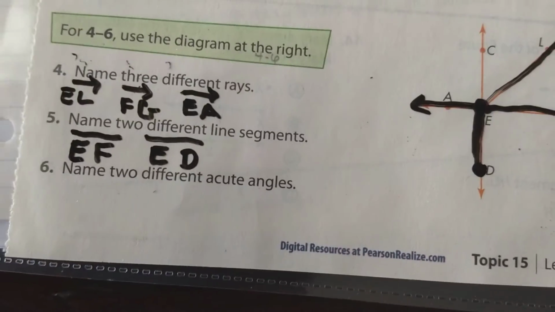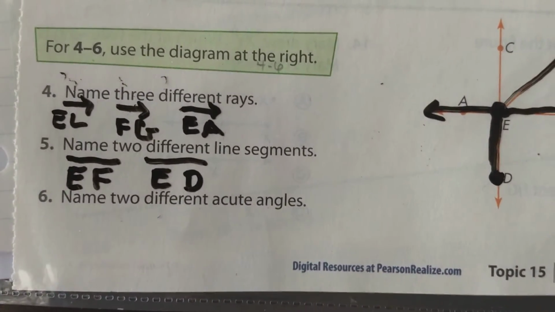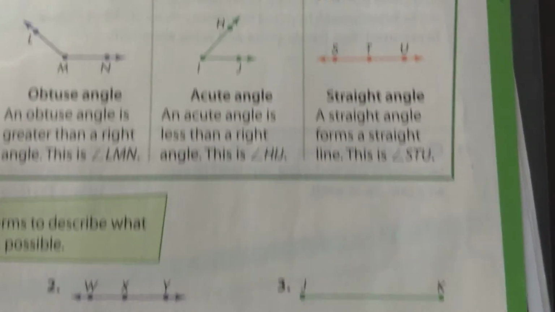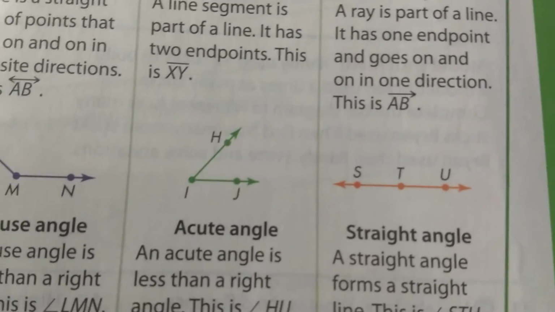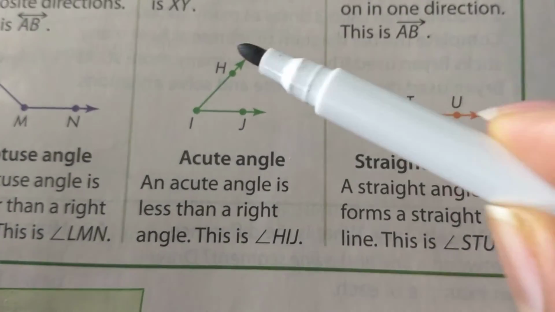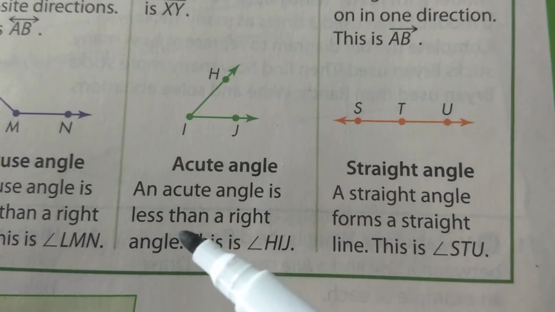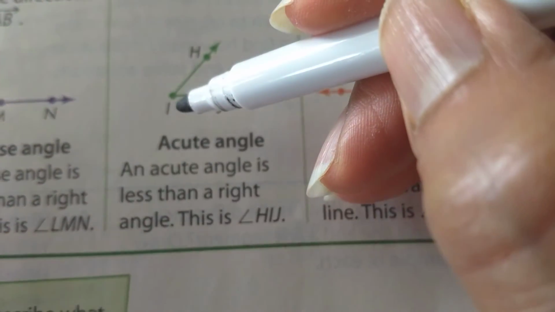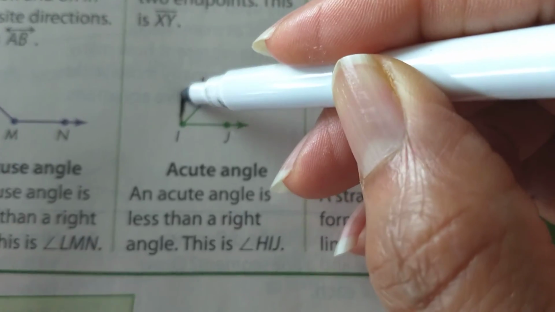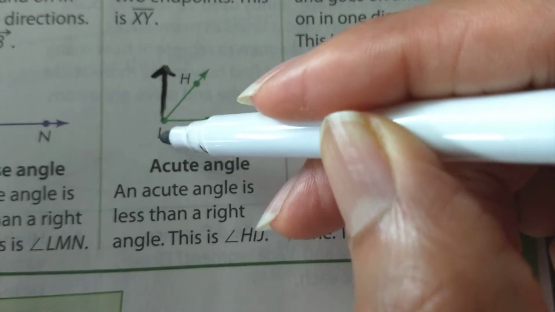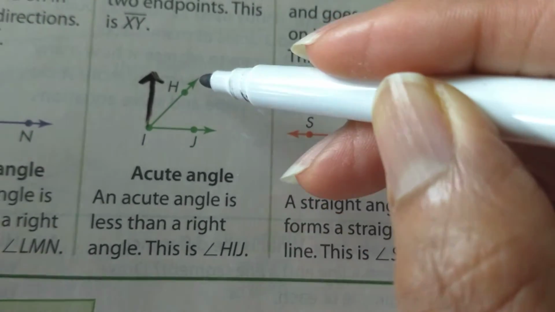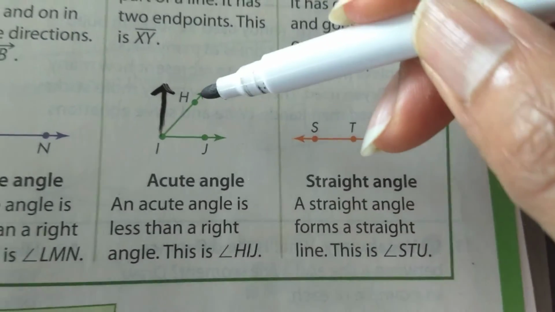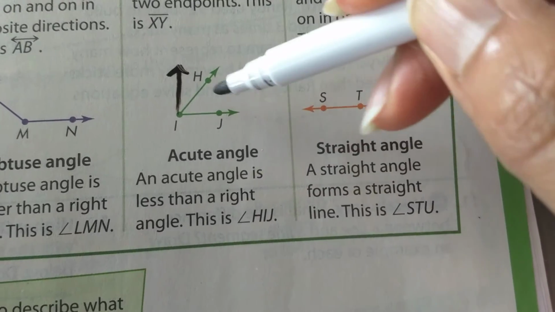Okay. Number 6 says name 2 different acute angles. Acute angles. What is an acute angle? Let's find our angles. Oh, there's an acute angle right here. It says an acute angle is less than a right angle, right? It's less than a right angle. Remember, a right angle would have a line going this way. Remember, that's a right angle. So it's what? This opening is less than a right angle. See, the right angle is opened what? More. So it's less than a right angle.